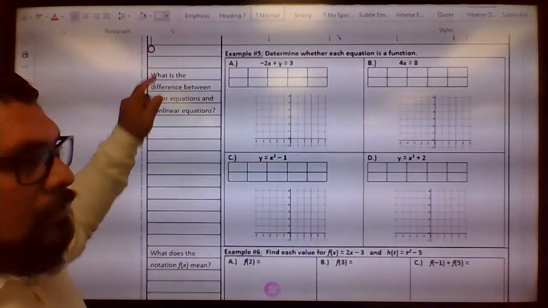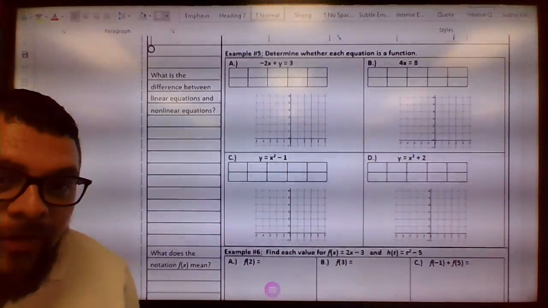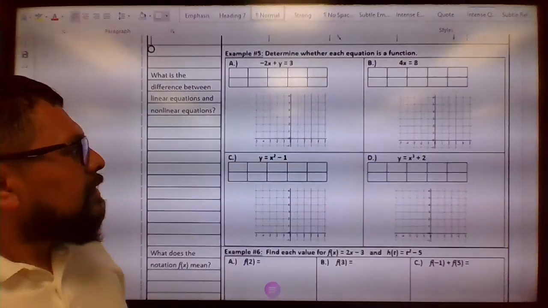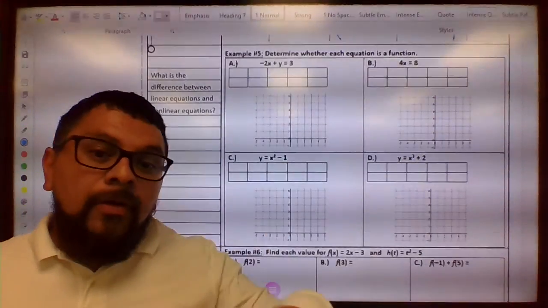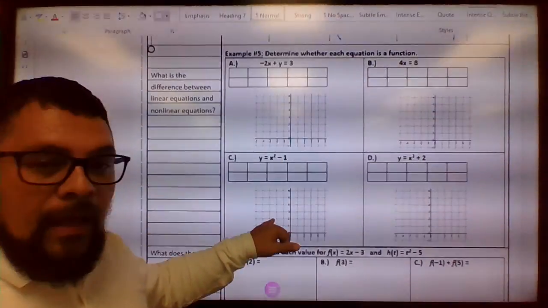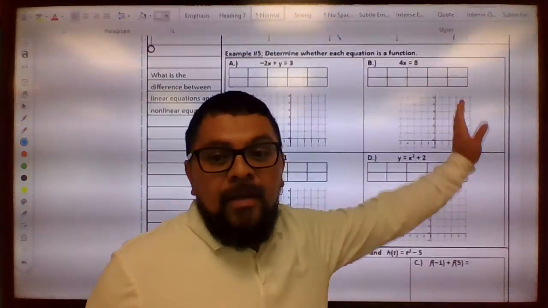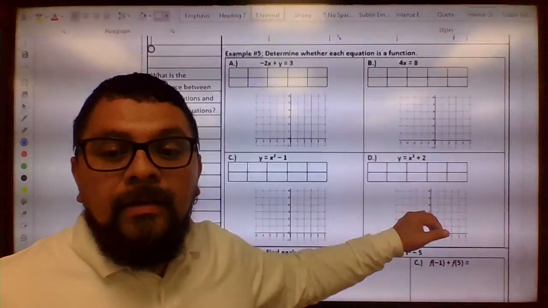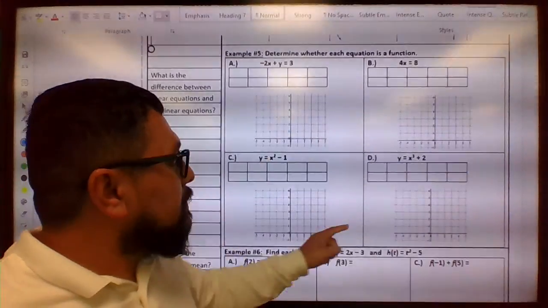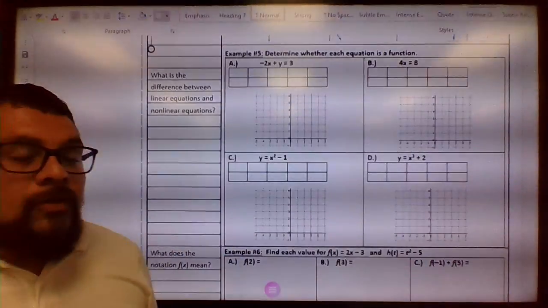This question reads, what is the difference between linear equations and non-linear equations? Now if we look at these, you have them in front of you. This one is a line, yes. This one is not a line; it's a parabola. This one is a line. It goes up and down, but it is a line. And for D, it is not a line. These are functions. This is not a function; it's a relation, but it is an equation, right? So what is the difference?